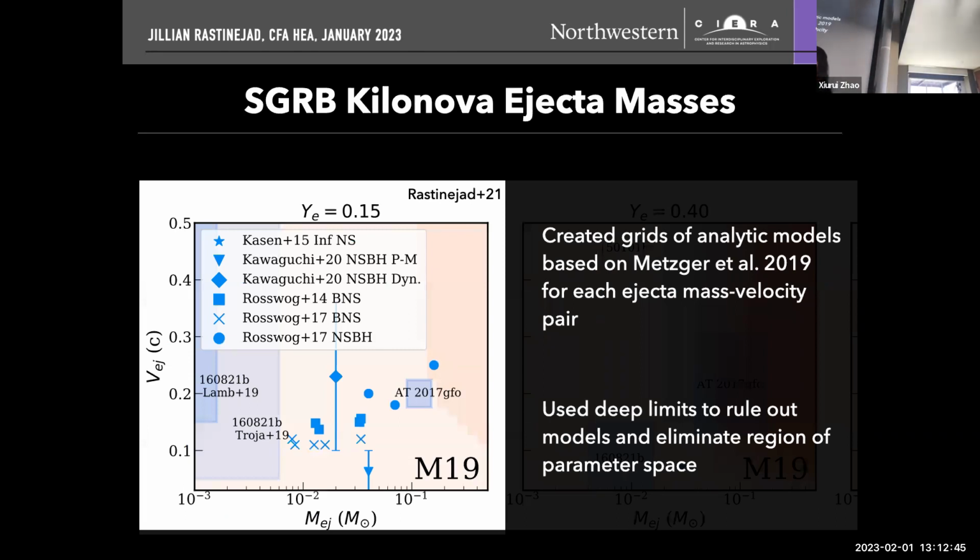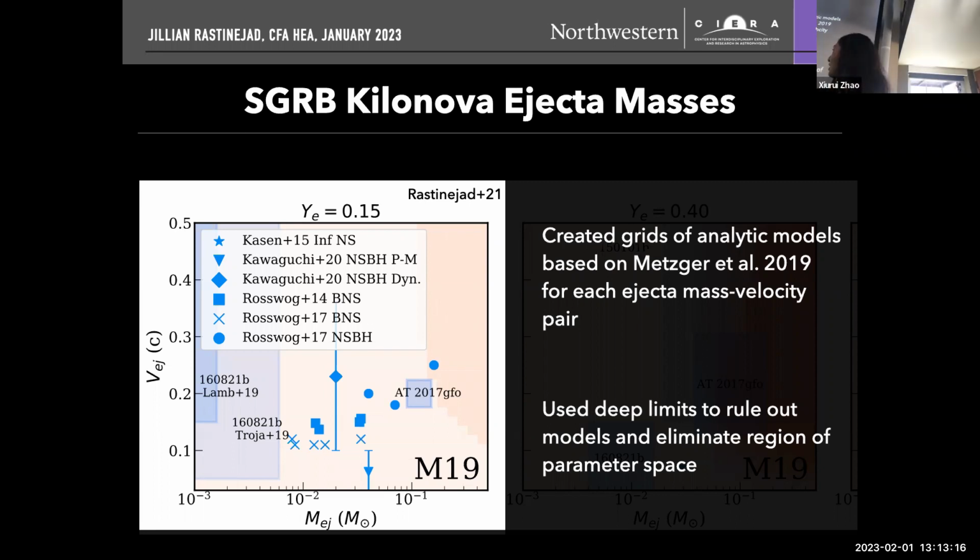The other thing that we did with this catalog of observations was we actually tried to connect it back to the ejecta masses and velocities of the kilonova themselves. And so we used a grid of analytic models based on Brian Metzger's prescriptions. So actually every small square in here represents an analytic model for that ejecta mass and velocity pair. And so this is all parameterized for a very low electron fraction, meaning a very neutron-rich ejecta that also creates a lot of heavy elements.